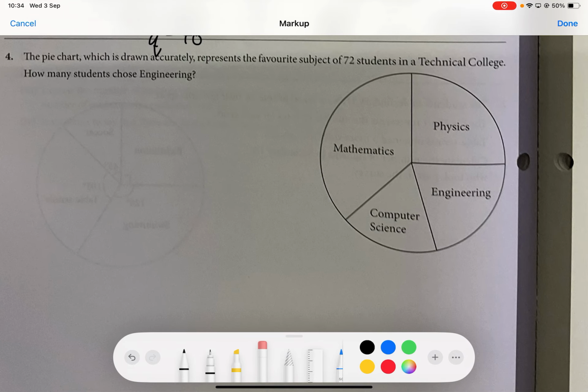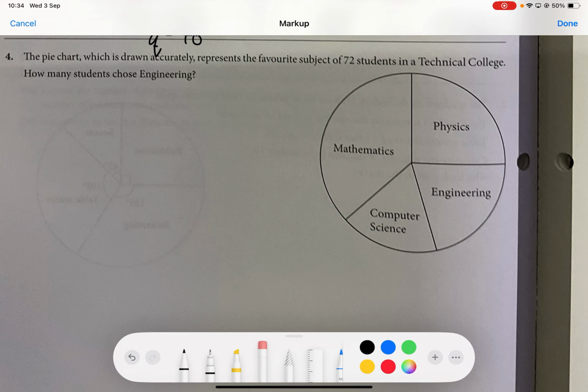First, we must read and understand the question. This pie chart is drawn accurately. When they say drawn accurately, it means the angle is important. They really draw the angle accurately. It represents the favorite subject of 72 students in a technical college. So the whole circle represents 72 students. Then, how many chose engineering? Because it is an accurate pie chart.